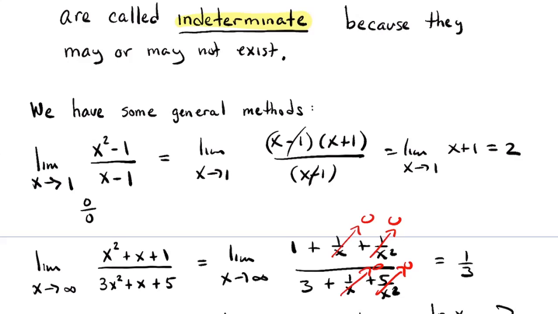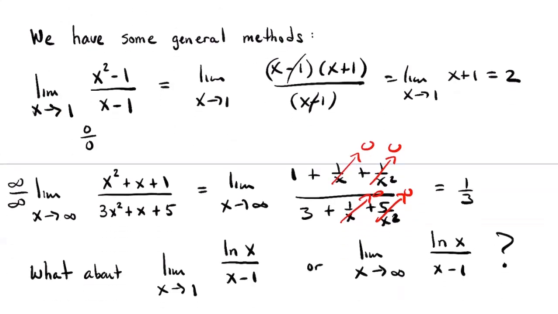I should have said it, this is an infinity over infinity limit. Both the numerator and denominator of that expression are getting big as x goes to infinity. So we have some methods, but what about things like this?